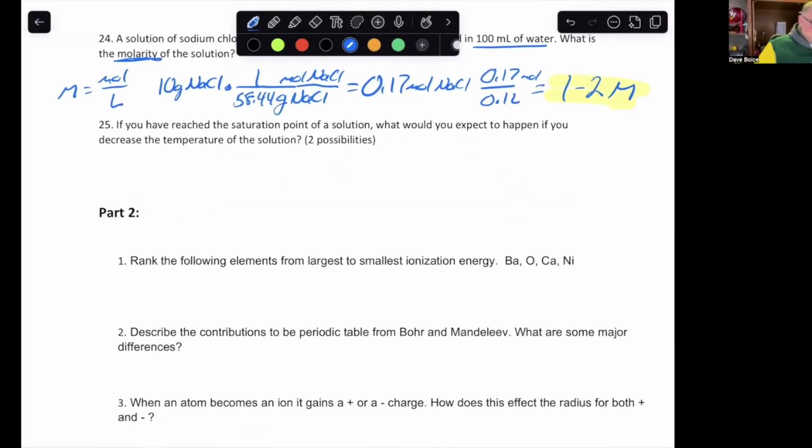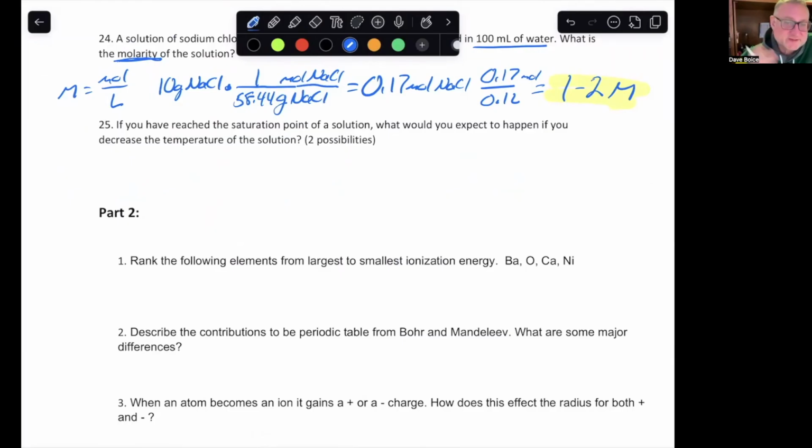Okay, halfway. We're getting there. We're making some progress here. All right, so halfway through. Let's see, 23, 24, 25.